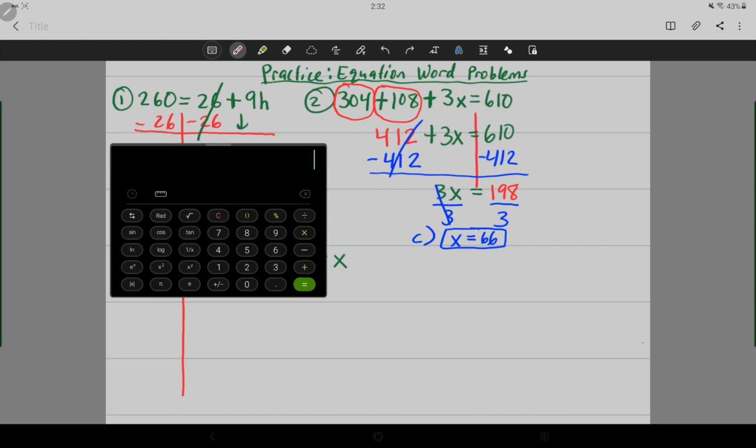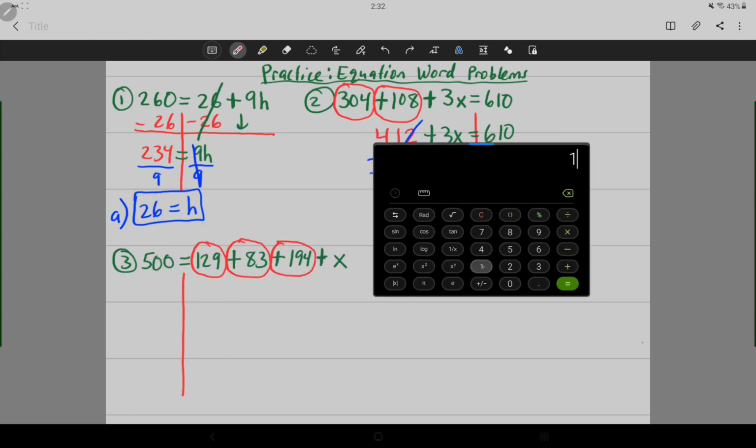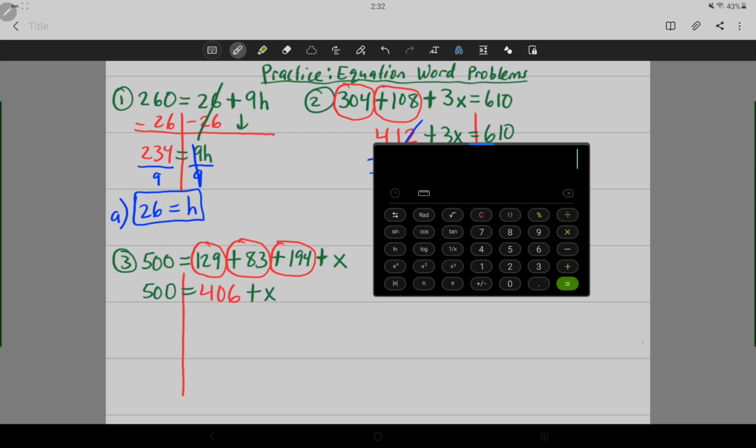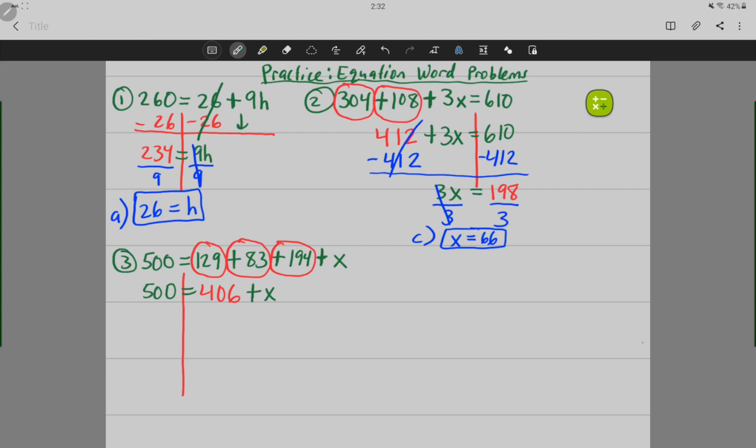Okay, so let's add them up, see what we get. So 129 plus 83 plus 194 equals 406. So this is going to say 406. Then we're going to bring everything else down. So 500 equals 406. Bring down our plus x. And now this is one step. We have x, but we want to get rid of the positive 406.